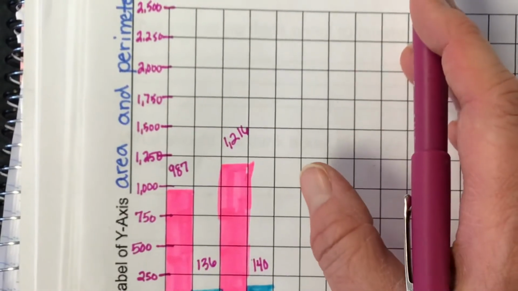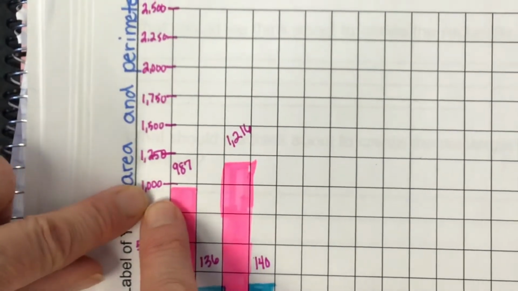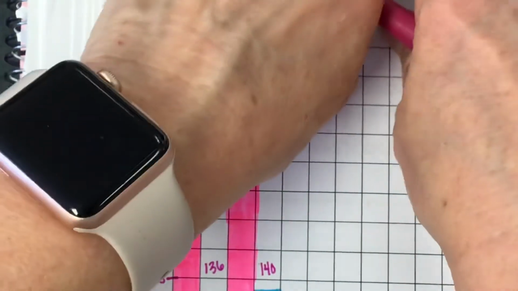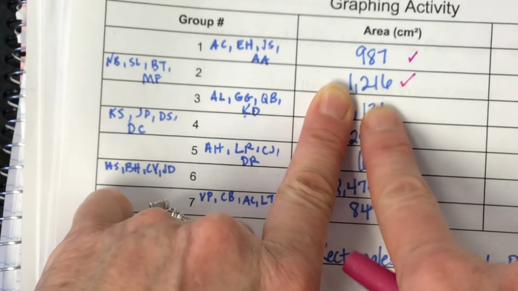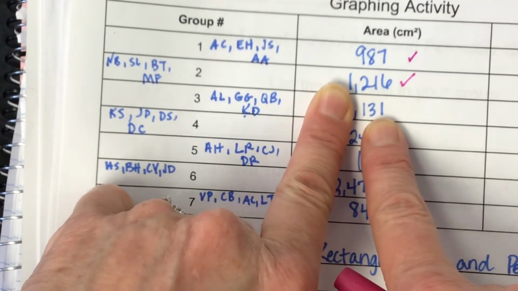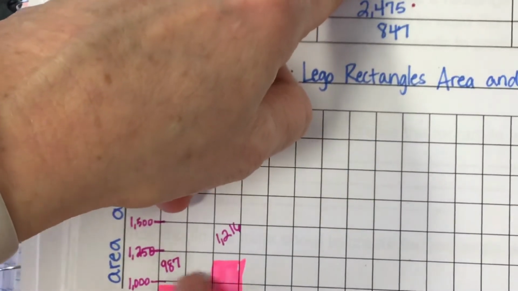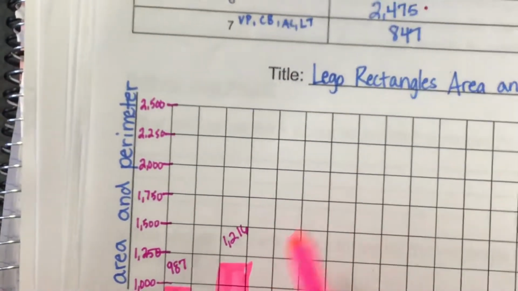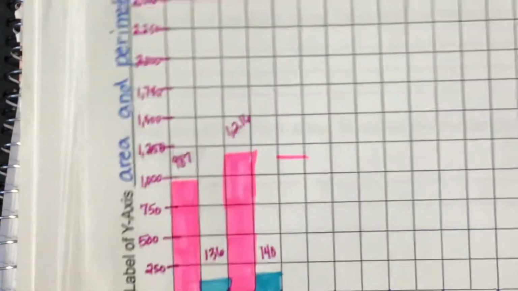Okay, the next one is 1,131. So here's 1,000, here's 1,250. Is 131 less than 216 or more than 216? Less. Okay, so it needs to be lower, but still over halfway. So you're going to come a little lower, but over halfway. See how I did that one?